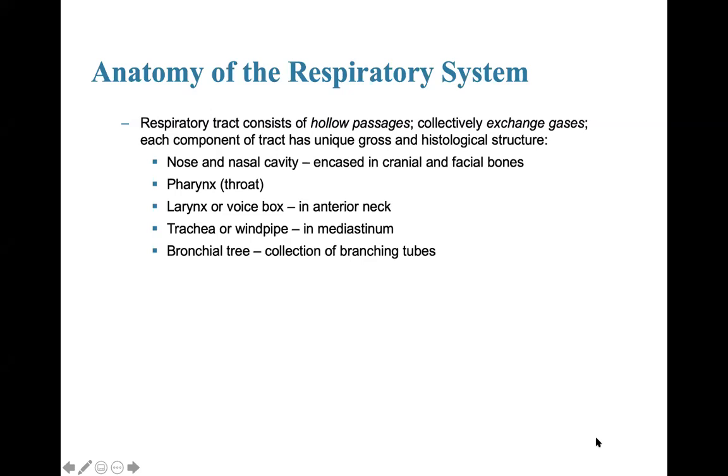So the nose and the nasal cavity, these are encased within the cranial and facial bones. You then have the pharynx, which is your throat, the larynx or voice box, which is located in the anterior neck, your trachea, more commonly referred to as the windpipe, which is located in the mediastinum, and the bronchial tree, which is a collection of branching tubes which continuously branch within the lungs, all the way down to the bronchioles, and then eventually into the alveoli.